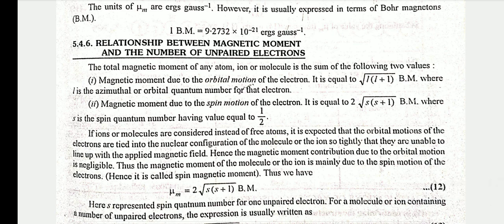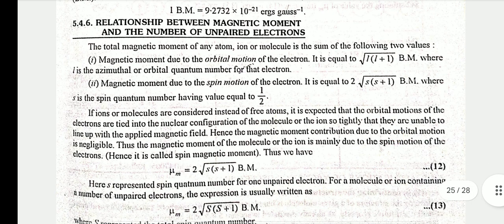Relationship between magnetic moment and the number of unpaired electrons. The total magnetic moment of any atom, ion, or molecule is the sum of the following two values. Magnetic moment due to the orbital motion of the electron is equal to the square root of L(L+1) Bohr magnetons, where L is the azimuthal orbital quantum number for that electron. Magnetic moment due to the spin motion of the electron is equal to the square root of 4S(S+1) Bohr magnetons, where S is the spin quantum number having a value equal to half.